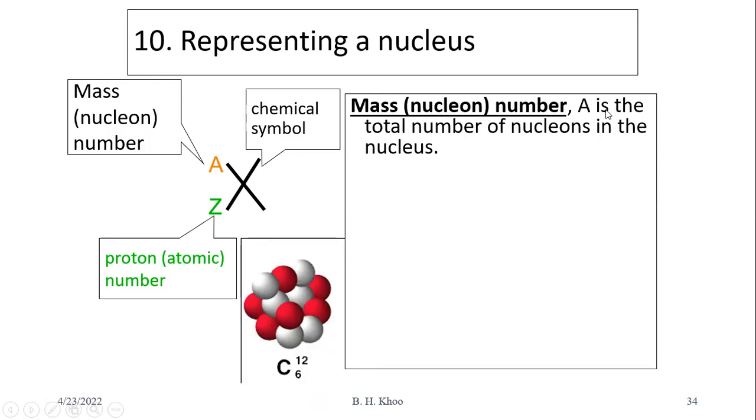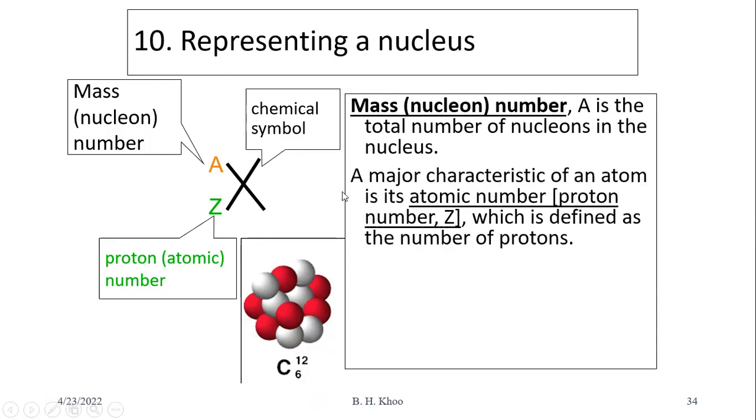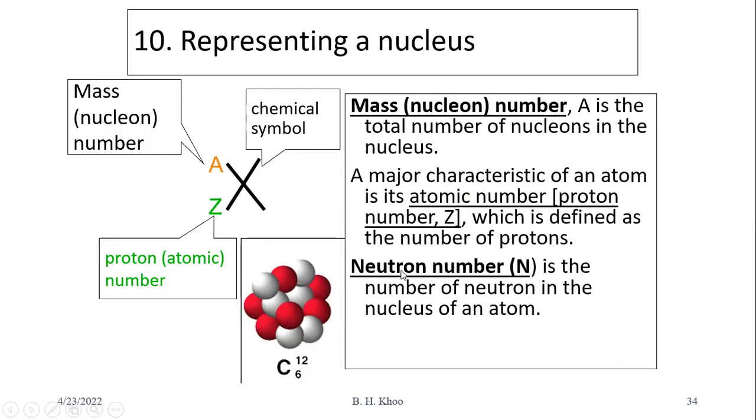Mass or nuclear number A is the total number of nucleons in the nucleus. Proton and neutron added together. A major characteristic of an atom is the atomic number or proton number Z, which is defined as the number of protons. Neutron number N is the number of neutrons in the nucleus of an atom. So N plus Z equals your A.